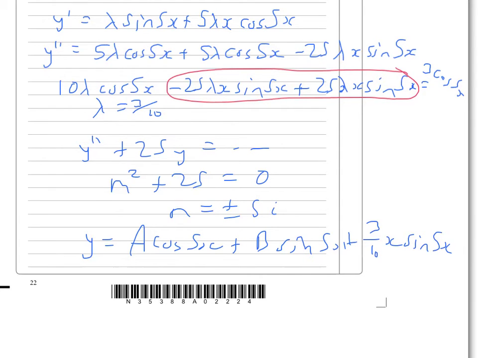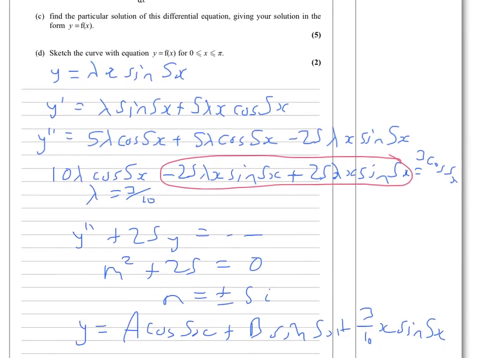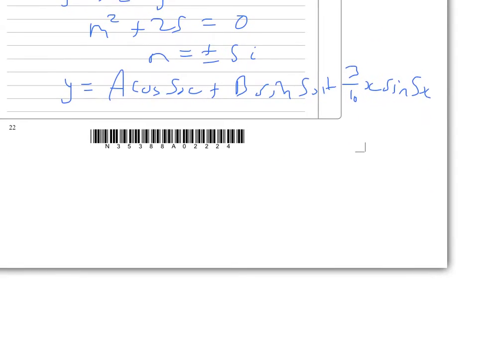Okay, I forgot what part C was. x is 0, y is 0, dy by dx equals 5. So we're going to substitute that in. Let's put that here. That gives us that a must equal 0.